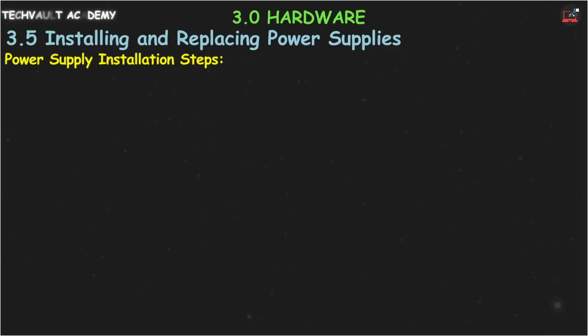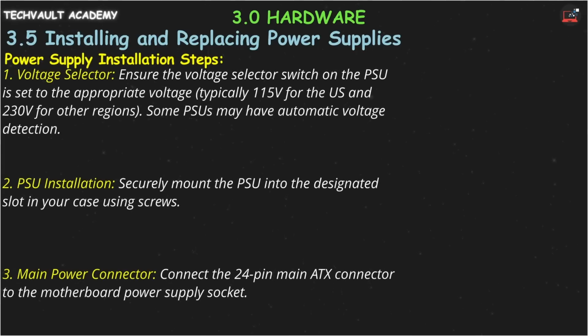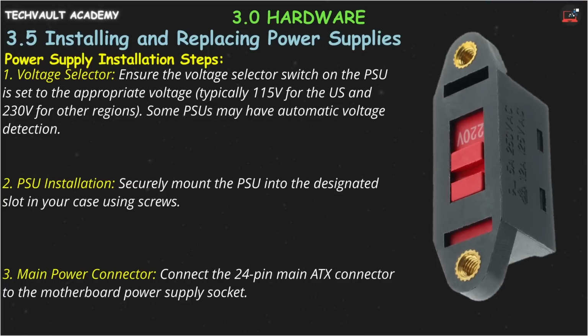Power supply installation steps. 1. Voltage selector. Ensure the voltage selector switch on the PSU is set to the appropriate voltage, typically 115 volts for the US and 230 volts for other regions. Some PSUs may have automatic voltage detection. 2. PSU installation. Securely mount the PSU into the designated slot in your case using screws.